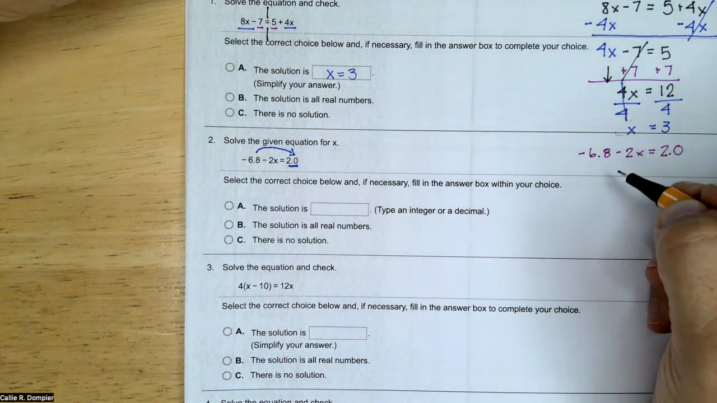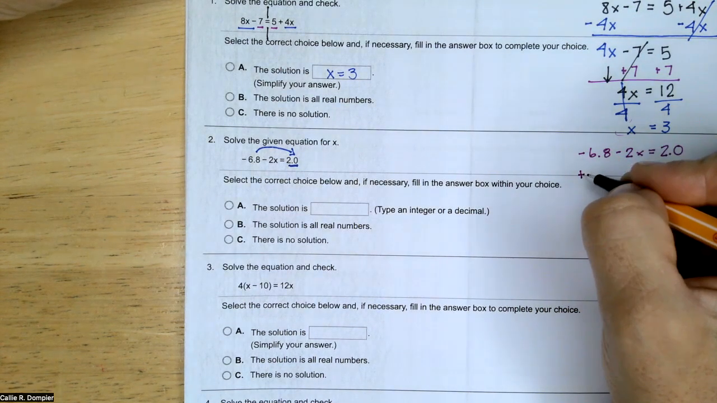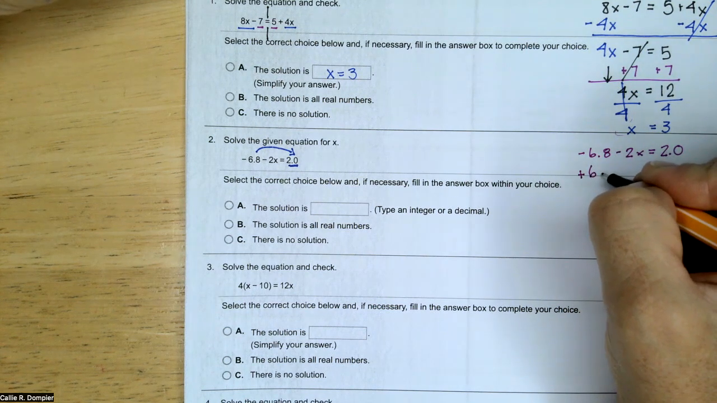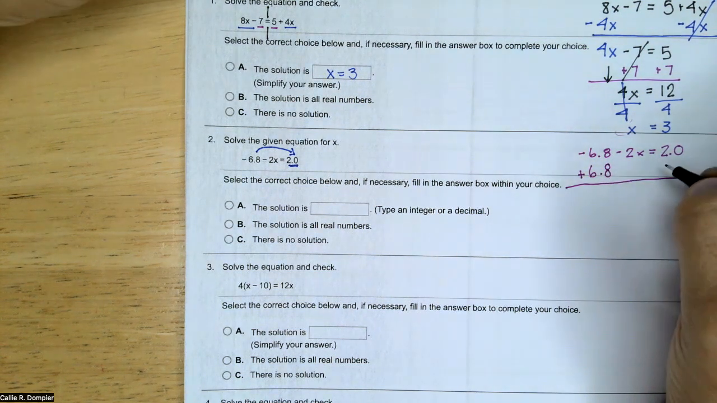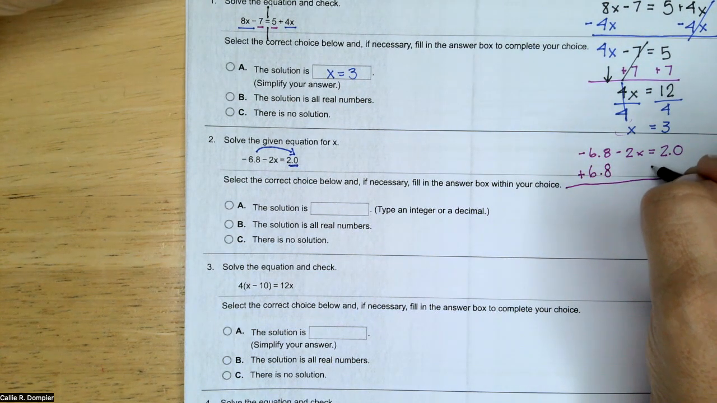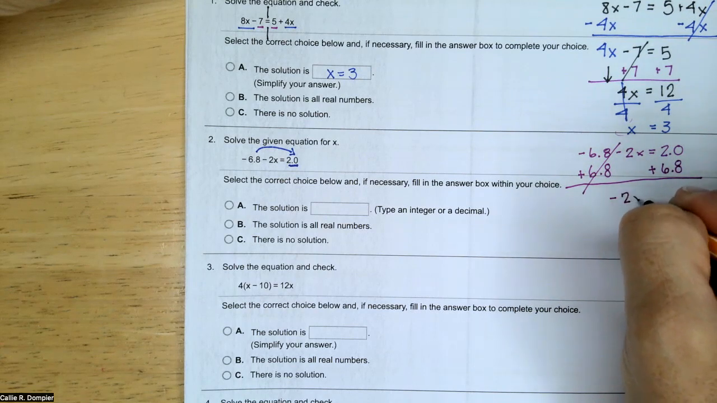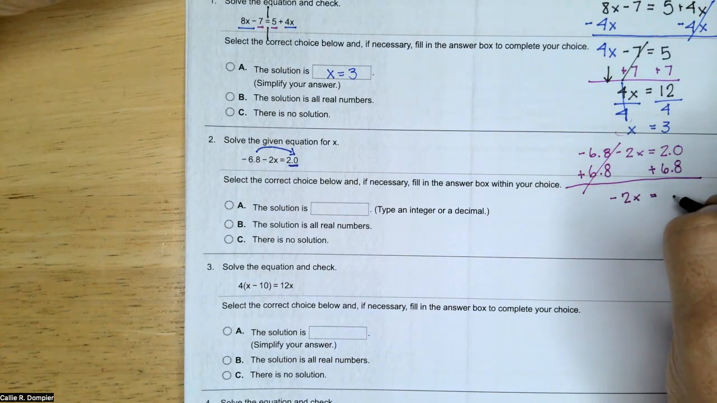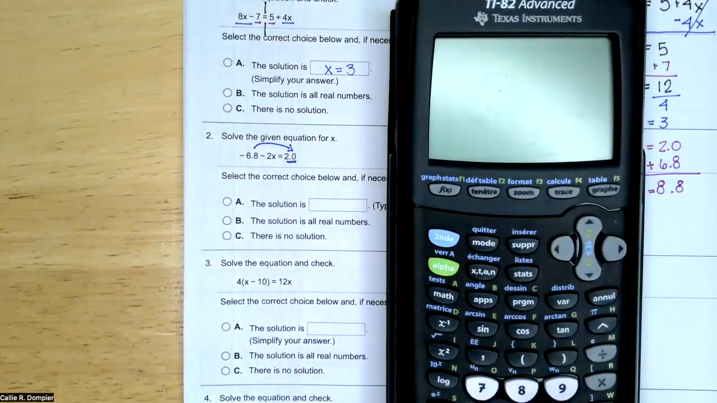I said we want to move that -6.8 over. To move it, we just do the opposite. It's being subtracted, so we're going to add it. -6.8 plus 6.8 is going to give us 0. Anything I do to this side of the equal sign, I have to do to this side of the equal sign. So I'm going to add 2.0 plus 6.8. Those cancel. I'm left with -2x here equals 8.8. And don't hesitate to use your calculator, okay?